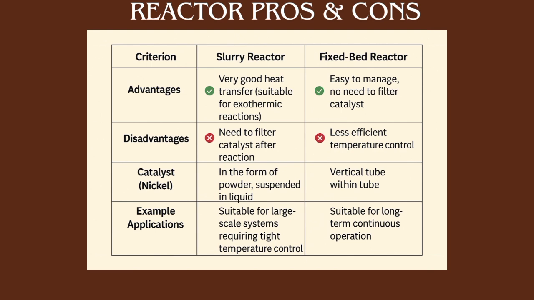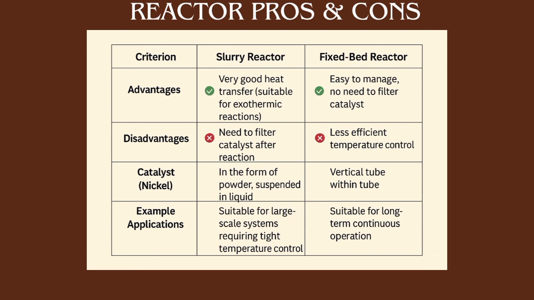The main advantage of slurry reactor is its excellent heat transfer. This is important because the hydrogenation reaction is exothermic, so excess heat can be controlled more efficiently. However, the disadvantage is that we need to separate the nickel from the mixture after the reaction. This filtration process can be challenging and takes extra time.